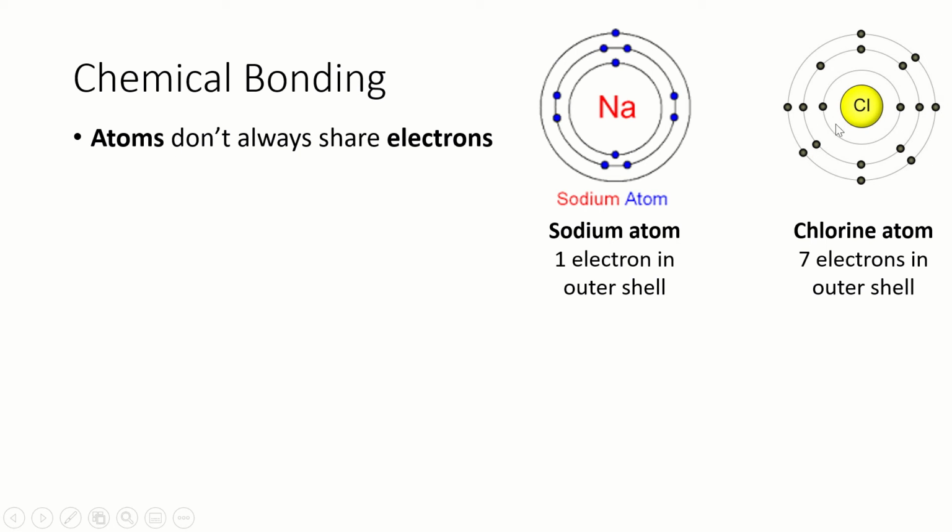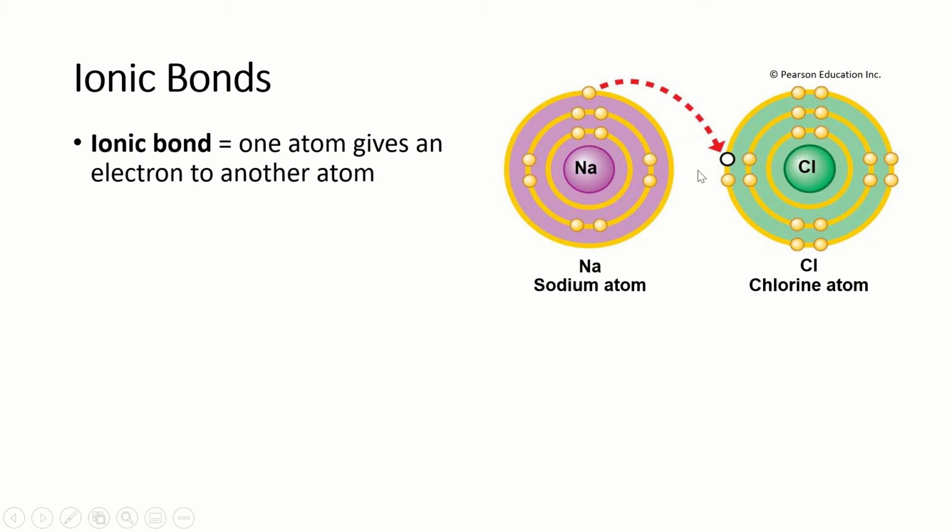Chlorine is also unstable in its basic form because it's missing 1 electron. It has 7 electrons in its outer shell. Now, if you look at this and you think, oh my gosh, I'd totally ship sodium and chlorine together. They would make such a perfect pair. Totally true. So what happens when sodium and chlorine bind is that sodium gives its electron to chlorine.